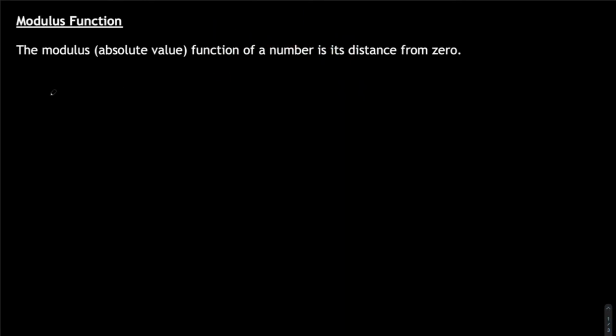So we have, for example, the modulus of -2. The modulus of -2, or the absolute value of -2, is 2. And the absolute value of 2 is also 2. What it means is we're asking what is the distance of -2 from 0? Well, it's 2 units to the left. The direction doesn't matter.